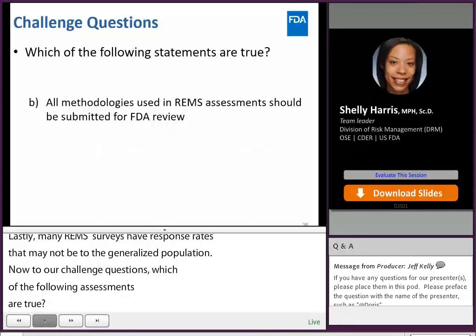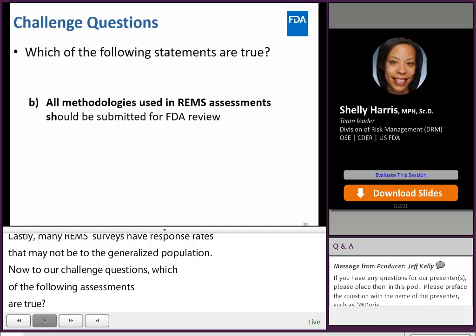So the correct answer is B. All methodologies used in REMS assessments should be submitted for FDA review. We'd prefer that they are submitted as REMS assessment methodologies no later than 90 days before implementation, but the earlier the better.